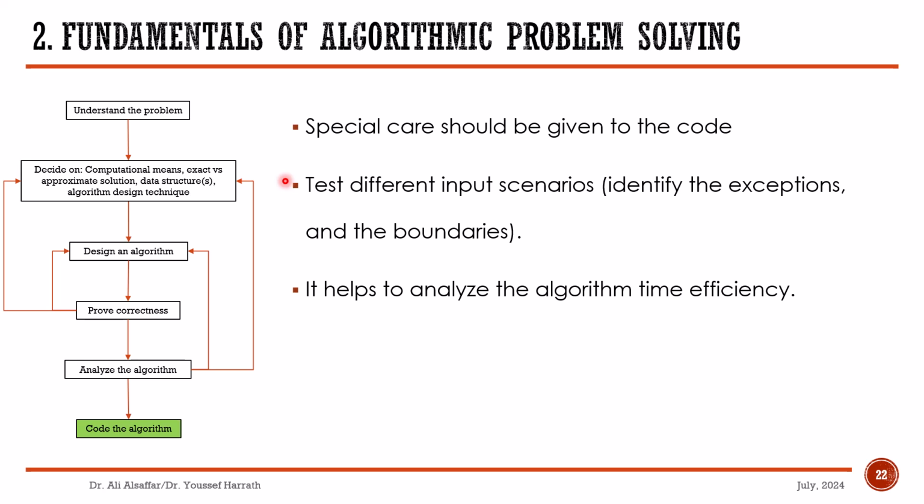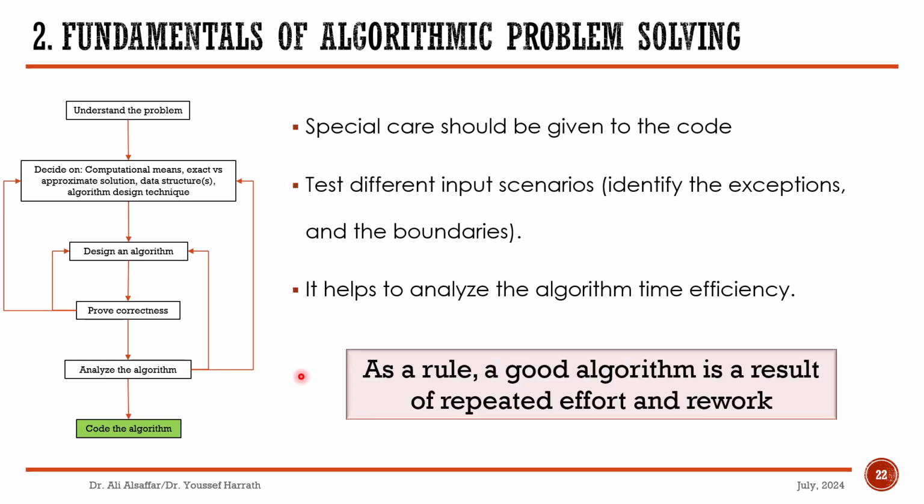Coding the algorithm helps to analyze the algorithm's time efficiency, especially if the algorithm is difficult to analyze mathematically. In this case, an empirical analysis of the algorithm is used to measure the algorithm's time efficiency. So as a rule, a good algorithm is a result of repeated effort and rework. So the conclusion is, a good algorithm is a result of repeated effort and rework.